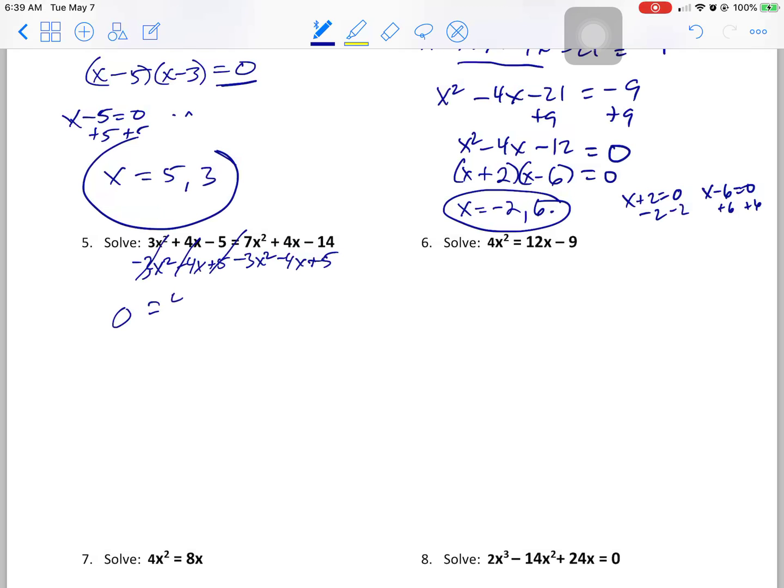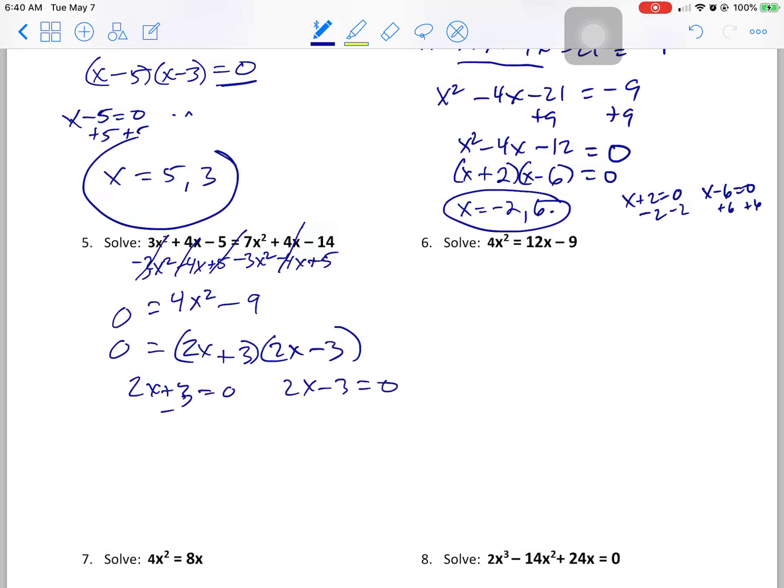And then over here is a 4x squared. That actually crosses out 2, and that's a negative 9. So I'm left with a 2-term polynomial to factor, a perfect square minus a perfect square. So I can guess and check that one. That's 2x, that's the root of 4x squared. The root of 9 is 3, and then the signs are opposite. Set each factor to 0. Solve.